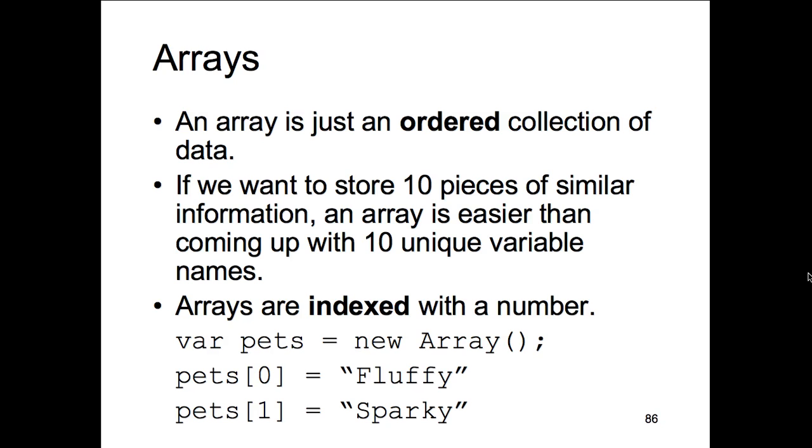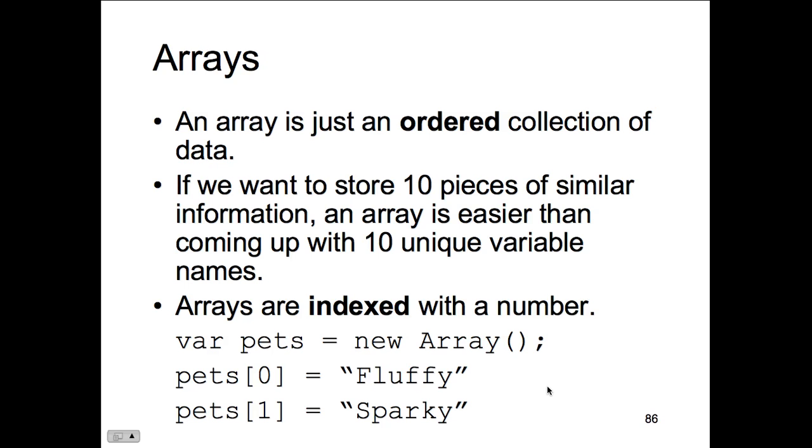Arrays. An array is an ordered collection of data. If we want to store 10 pieces of similar information, an array is easier than coming up with 10 unique variable names, which is why we use arrays in programming languages in general. Arrays are indexed with a number. So here we have var pets = new Array. Before I said new Object, well, an array is an object type. So we can say new Integer, new Float, new Array, which is a way of creating an object. Pets is going to be the object, of an array type, so we can say pets[0] = fluffy, pets[1] = sparky, which is basically the same syntax as what you get in C or C++.